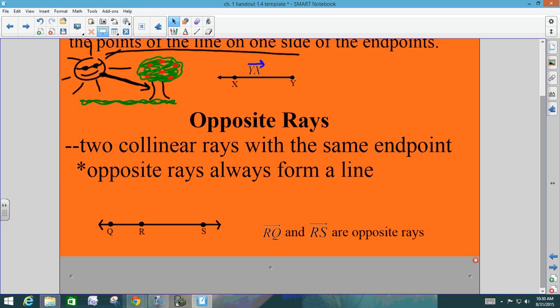Opposite rays. Two collinear rays with the same endpoint. Collinear, meaning on the same line. Opposite rays will always share an endpoint, and they will always form a line. You have a highlighter, or you can write capitalized or bold. Opposite rays always form a line. Share an endpoint, form a line. Those are the two key parts of opposite rays.